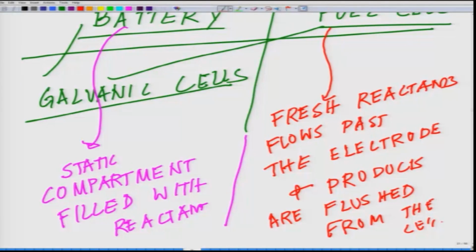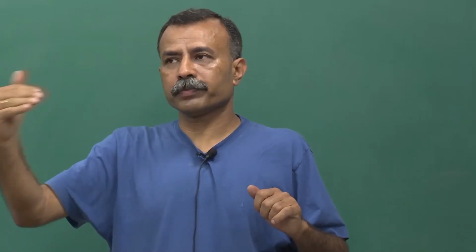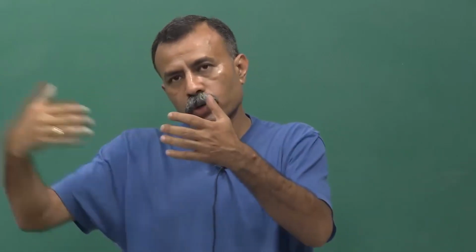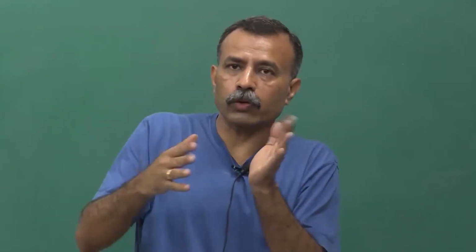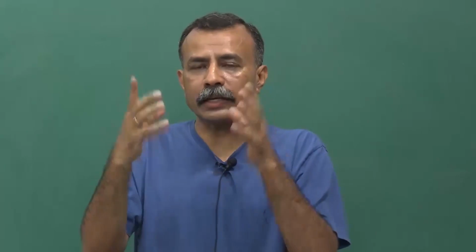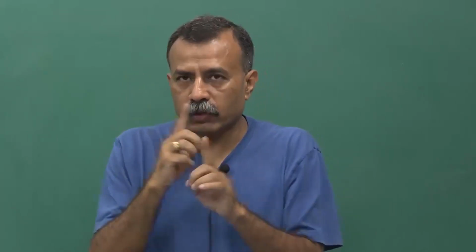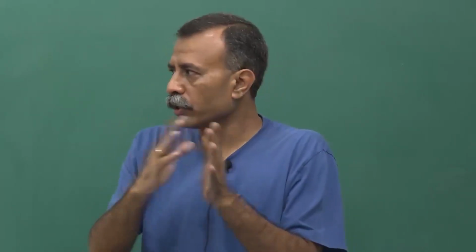So, in other words, when we talk about a fuel cell, essentially what we are talking about is you are continuously supplying an input of the reactants. So, there is an electrode, there is an input of the reactants, and the product which is coming out is getting flushed out. Whereas, in the case of a battery, it is a static chamber where the reactions are continuously happening without much shift. Okay.